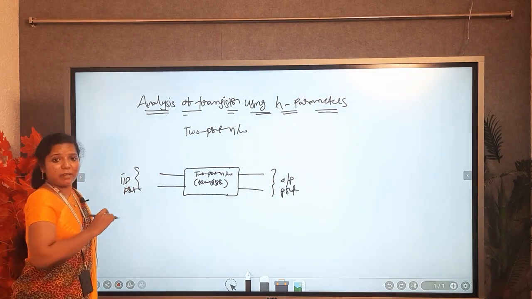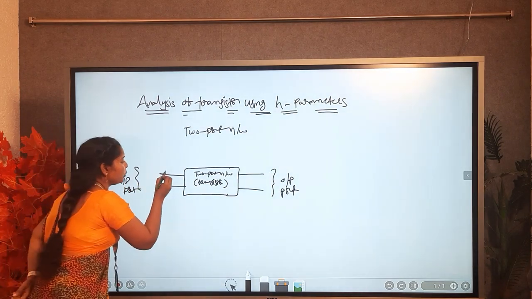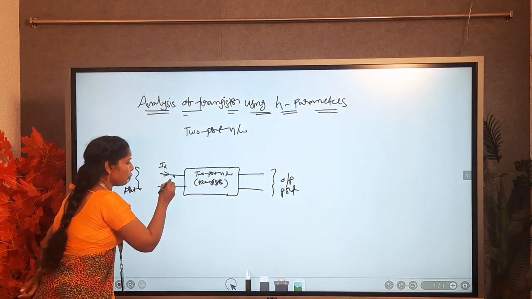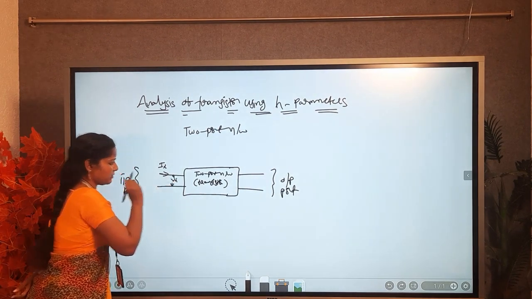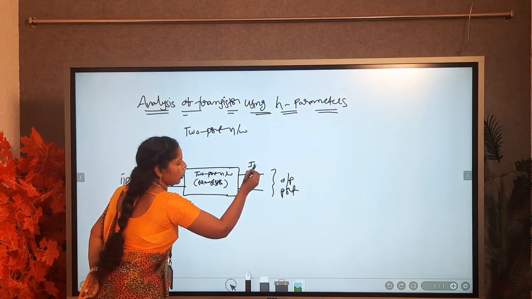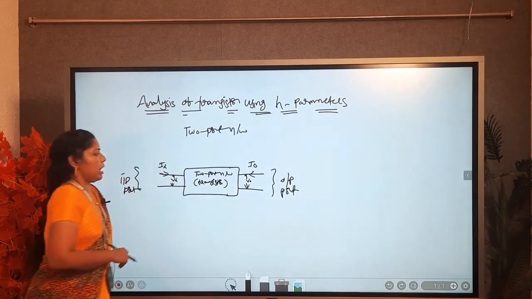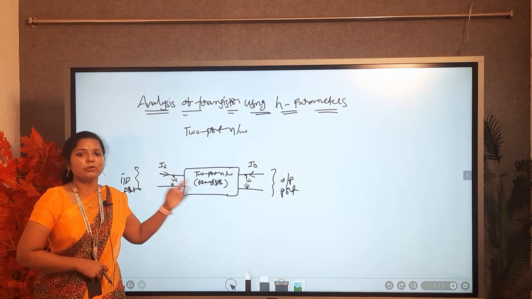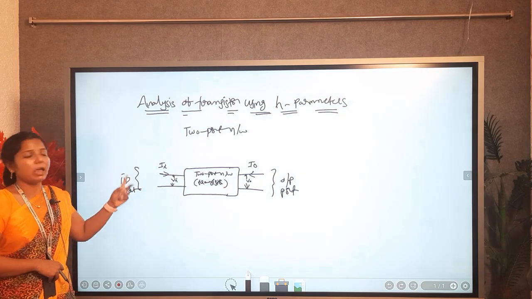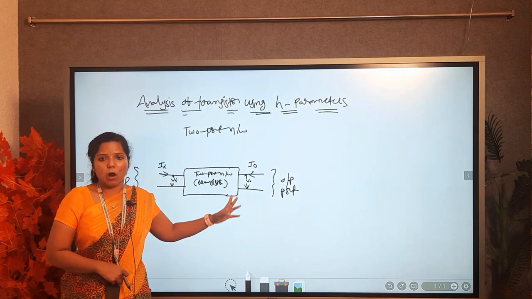The input port has two terminals and the output port has two terminals. The input port has input current Ii and input voltage Vi, and likewise the output port has output current I0 and output voltage V0. So the two-port network considers two ports, one input port and one output port.